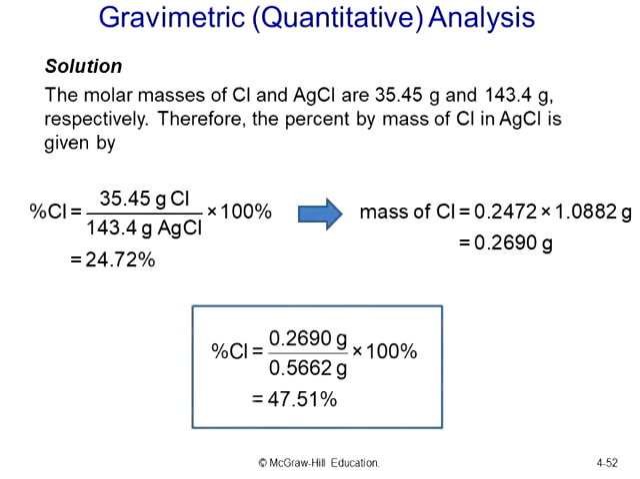Now, we know we collected 1.0882 grams of silver chloride. So if we take the percent chloride in silver chloride as a decimal, 0.2472, times that value, we discover that we have approximately 0.2690 grams of the chloride in this sample. So we then take the chloride grams, 0.2690 grams, divided by 0.5662 grams. We do the calculations, and we discover that the percent chloride in this original solution was 47%. That's how much chloride was in the original solution as an ion.